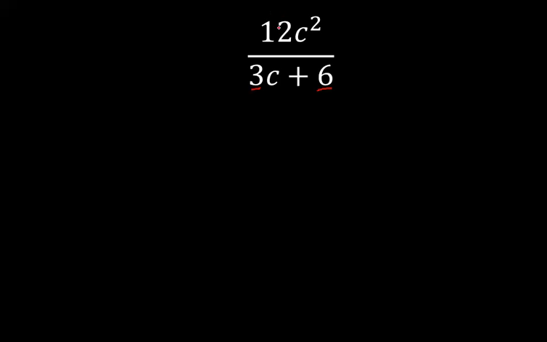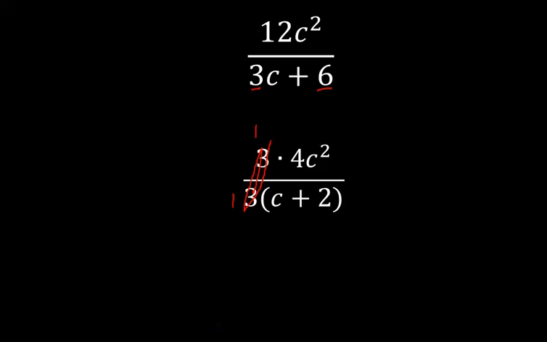So I think about 12 again, and yes, 12 also can be factored into something with a factor of 3. So I use 3 times 4 times c squared over 3 times c plus 2. So I can cancel out this factor of 3, leaving me with this rational expression of 4c squared over c plus 2.